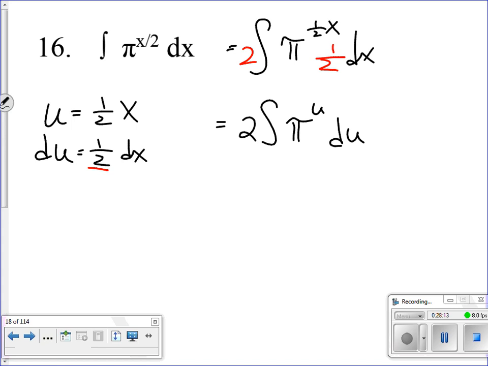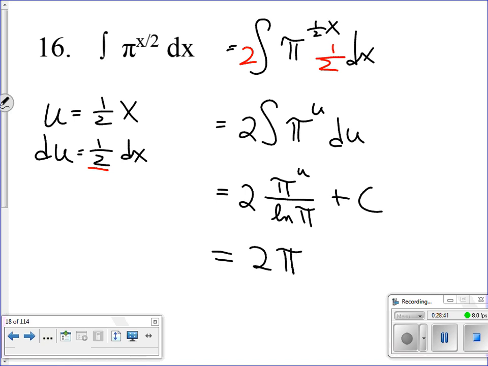Now when you take the antiderivative of a to the u, you get a to the u, so you'll get pi to the u, but then you have to divide by the ln of a. So by the ln of pi, and then plus c. Our final answer is, you can put the 2 up in the numerator if you like, or leave it out front. 2 times pi to the x over 2, or 1/2 x, all over the ln of pi.